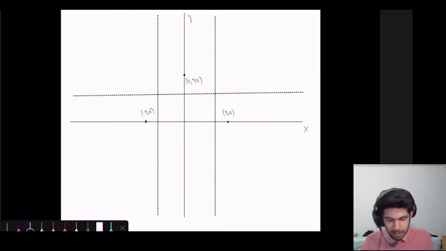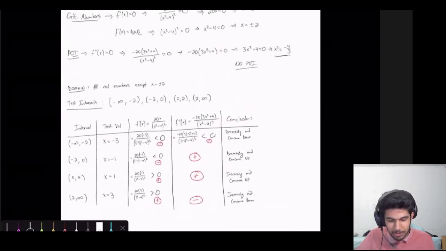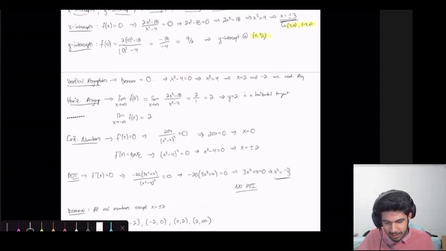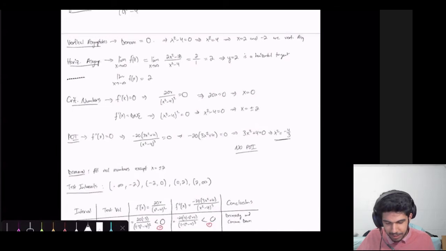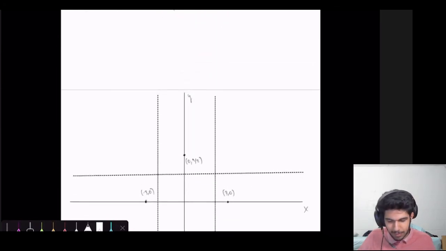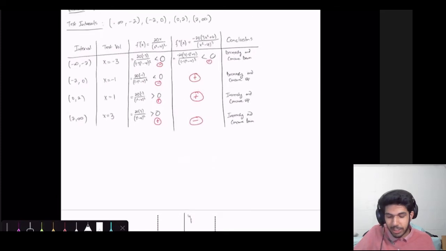There we go. So now we've sort of partitioned our plane into regions in which we can work in. And we have our asymptotes ready. Okay, so now what do we want to do? We've considered horizontal asymptotes up to there. Now we need to consider our critical numbers and our points of inflection and our test intervals. So let's just look at our intervals.